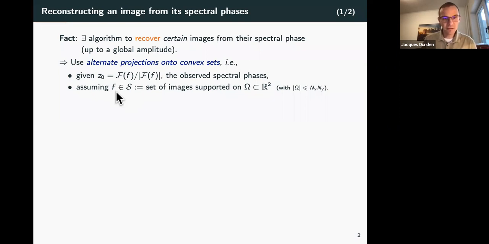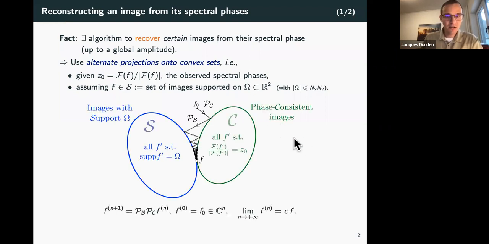And the second convex set is the set of all images that are supported on a given subset of the plane. So possibly the image is bigger with 0 outside, but I know that the content is on a certain set omega. And so by considering these two sets, Oppenheim just ran this iteration, which is just the standard POCS algorithm, not related to phase-only compressive sensing.